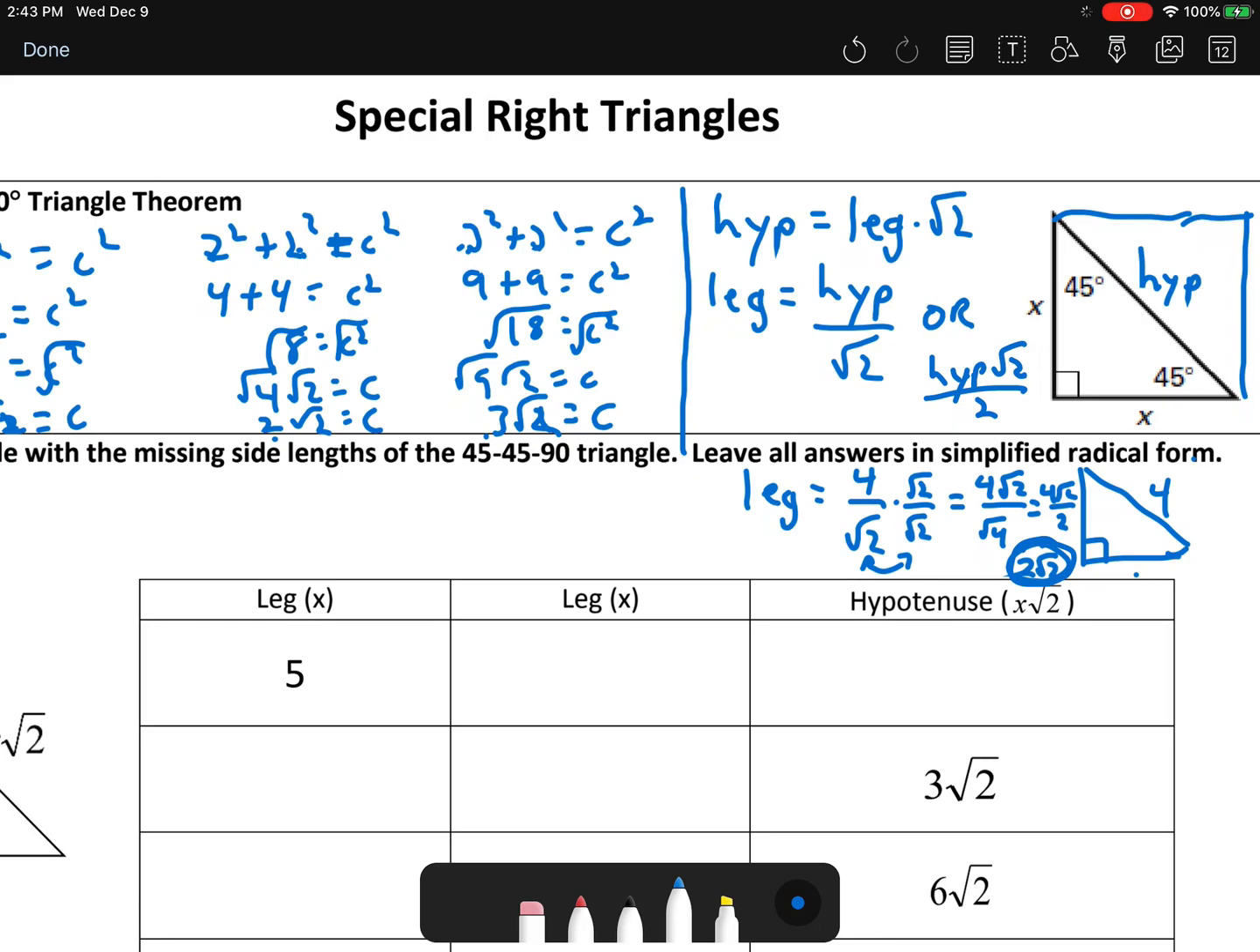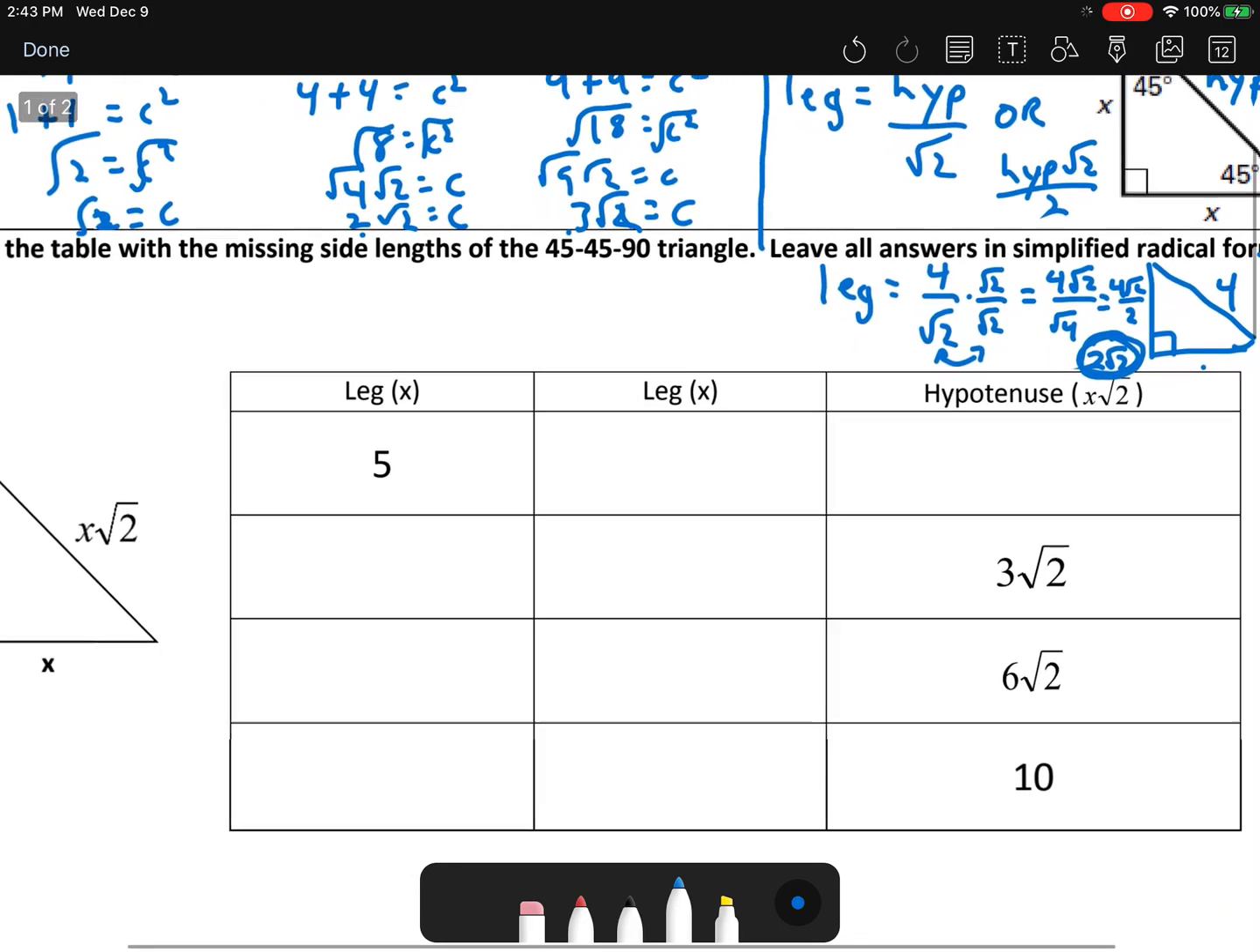Now we don't have to memorize these, but it certainly helps, okay? So if you know the leg, to find the hypotenuse, you take leg times radical 2. If you know the hypotenuse, to find the leg, you can divide by radical 2, or take the hypotenuse times radical 2 all over 2. So let's do some problems here.